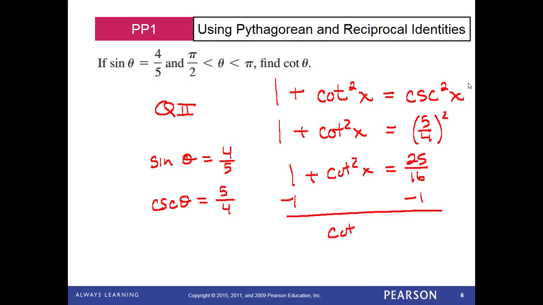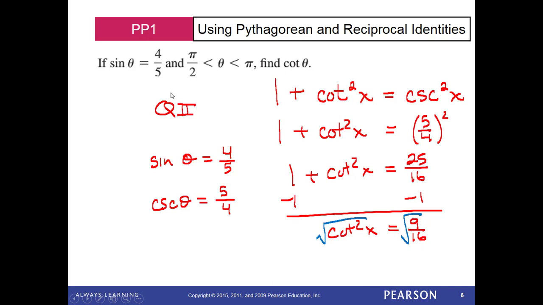Subtract 1 from both sides and that gets me to 9 over 16. Remember, this guy will change into 16 over 16. So then 25 minus 16 will give you 9, as you have common denominators of 16. Okay, still not it. We still have to take the square root. Now the only question is, do we want to use a positive or a negative?